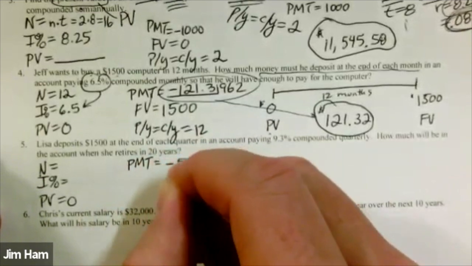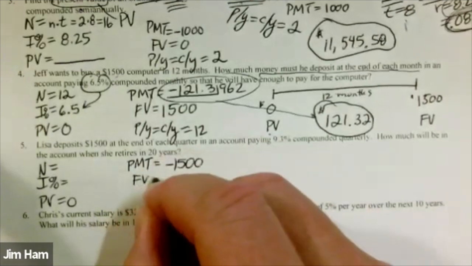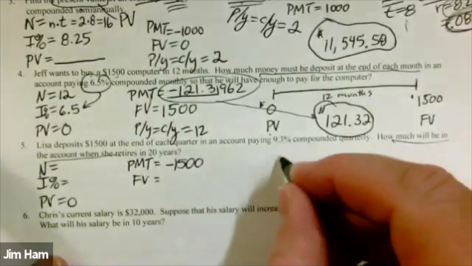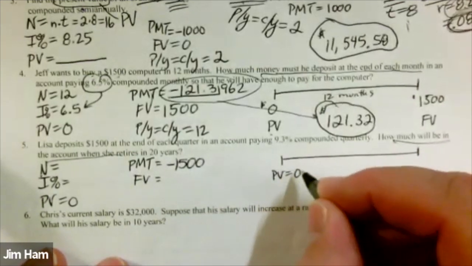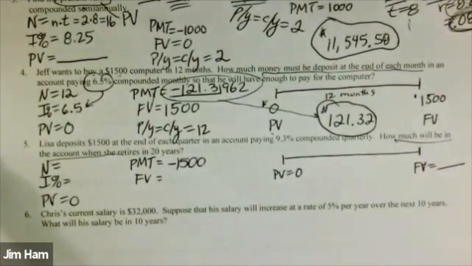This time, the payment is $1,500. We'll put a negative in there, indicating that we're investing, so cash out of the checking account goes into the account. How much will be in the account? All right, so again, if this is the picture, we have the present value is 0, and the future value over here is what we're looking for.